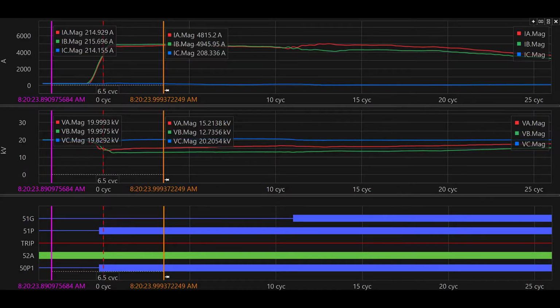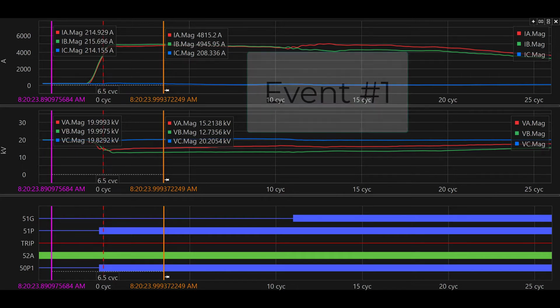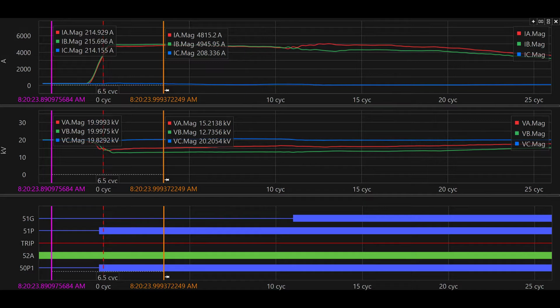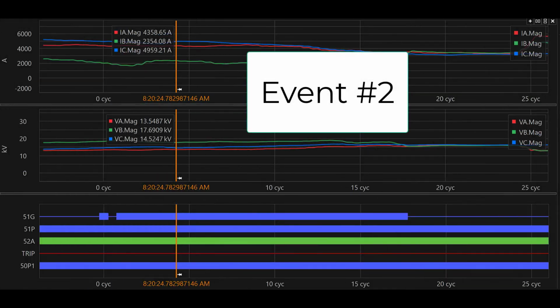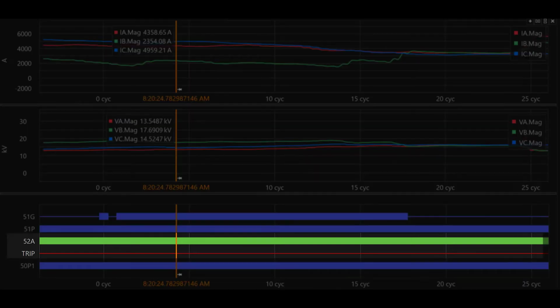This recording, event number 1, ended because of memory limitation. However, the relay created another event, number 2, because the fault was still there. On event number 2, notice that IC is now joining IA and IB. The fault has evolved to a 3-phase fault. Still no trip. Breaker still on.